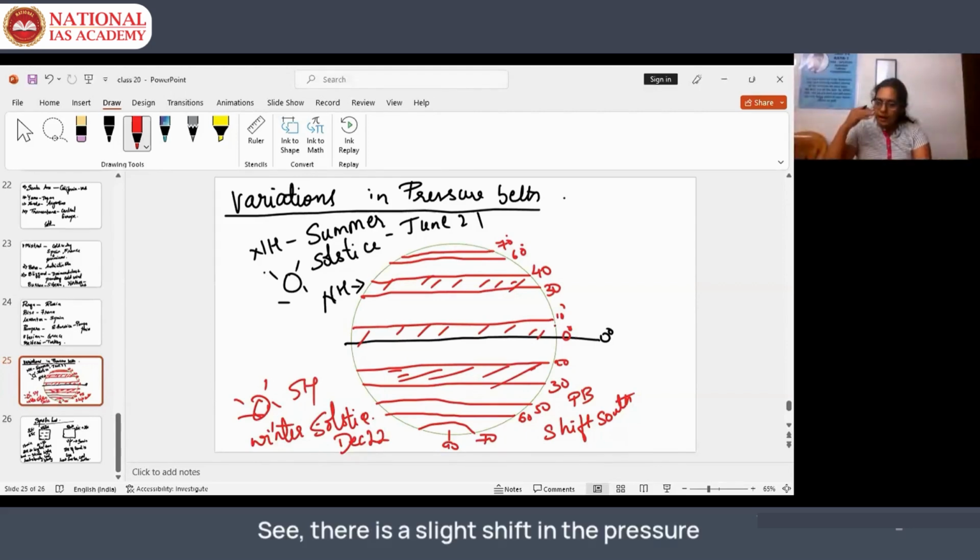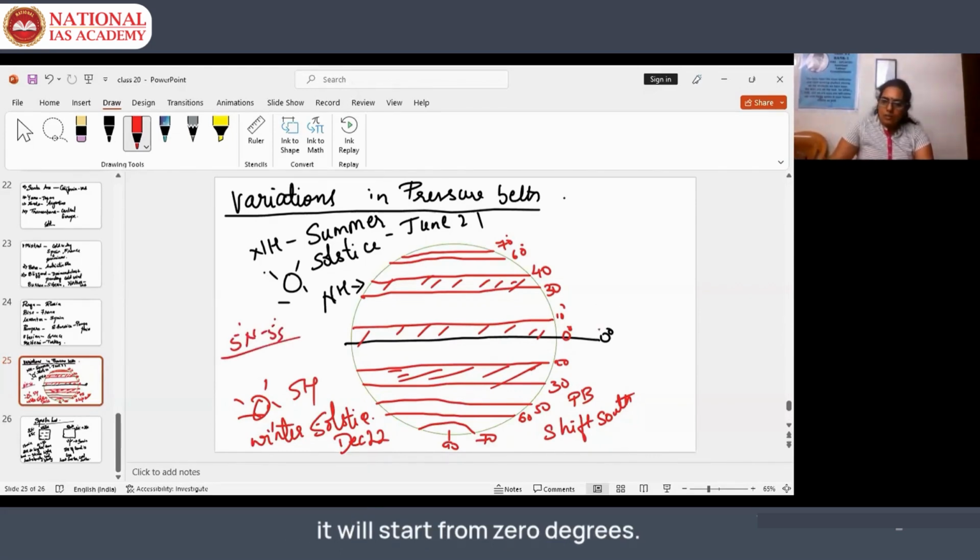See, there is a slight shift in the pressure belts and it will start shifting north. So yesterday we saw that it was from 5 degree north to 5 degree south. So when you shift it by 5 degrees, it will start from 0 degree. So it will be from 0 to 10. Similarly, it was 25 to 35, it becomes 30 to 40. Then it was 55 to 65, it becomes 60 to 70.